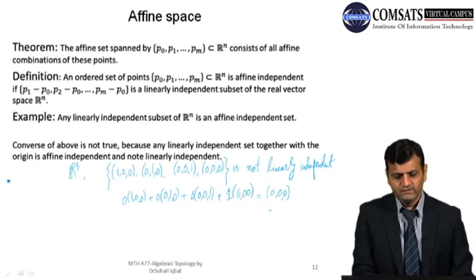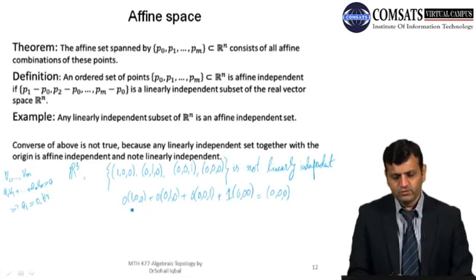So linear independence in general means that a set of vectors v1 up to vm is linearly independent if a1 v1 and so on up to am vm equal to 0 implies that all the coefficients are 0.